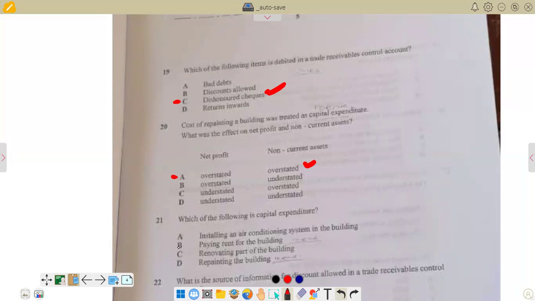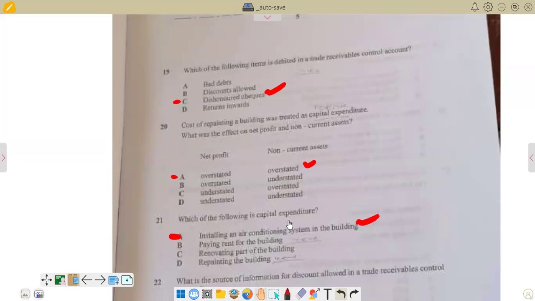So obviously it becomes a capital expenditure. Let's look at the next expense, paying rent for the buildings. You know that rent is an operating expense, so it's a revenue expenditure. Then for repainting, again we are maintaining, so it becomes a revenue expenditure. So we can just knock those out. So we are left with A, the most appropriate answer that we have there.